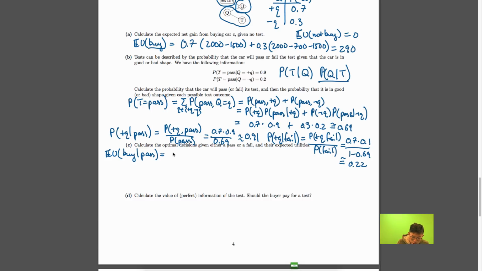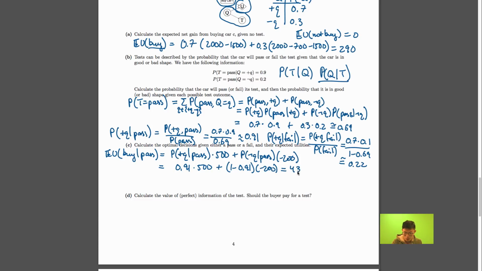All right, so we can break this up as the probability that the car is good, given that it passed the test, times the utility that we'll get if it's a good car, which we've already computed before was 500, plus the probability that it's a bad car, given that it passed the test, times the utility that we would incur if it was a bad car, which we already computed was 2,000 minus 700 minus 1,500, which is negative 200. So plugging in these numbers, we said this was 0.91, and this was just 1 minus that. And so this is a positive value, and this is 437.